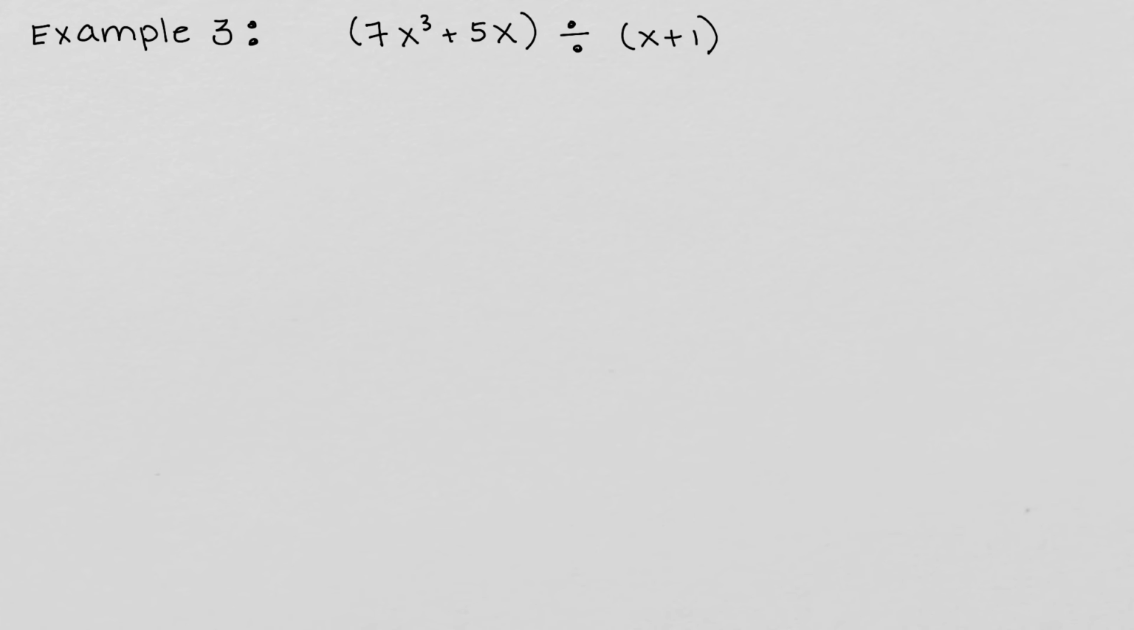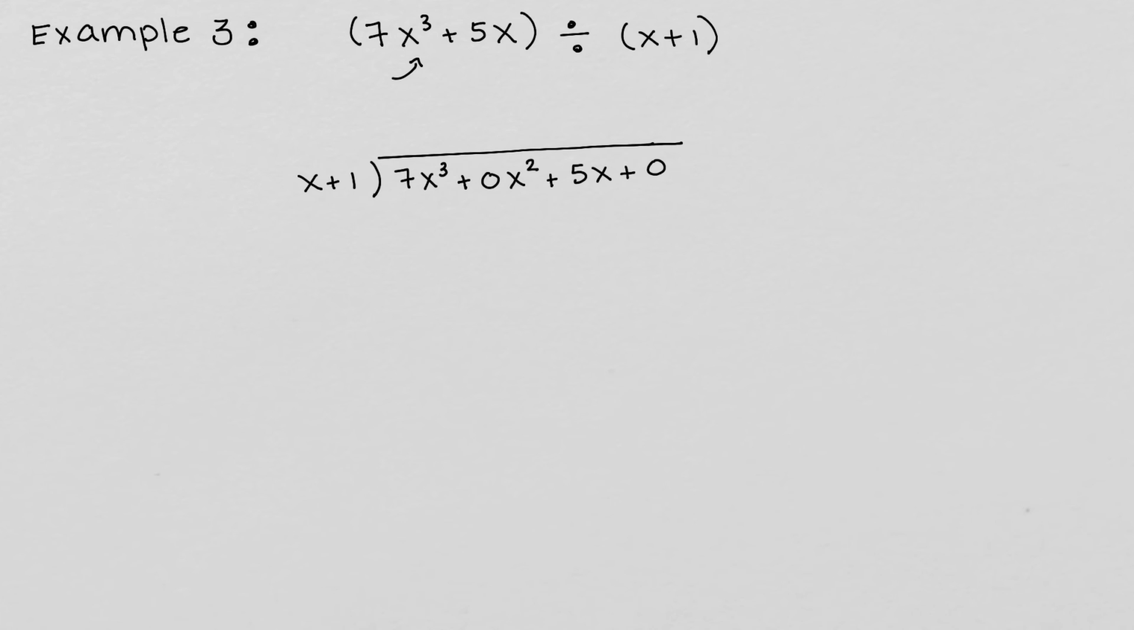Now in this example, I have 7x cubed plus 5x divided by x plus 1. And in this polynomial, I have a couple of missing terms. I'm missing an x squared term and I'm missing a constant term. So when I write out my division, I have 7x cubed, that's my highest term. Then I'm missing an x squared term, so I'm going to add 0x squared. Next term would be an x term, so we have plus 5x. And then we're missing a constant term, so I put a plus 0 on the end. And we're dividing by x plus 1.